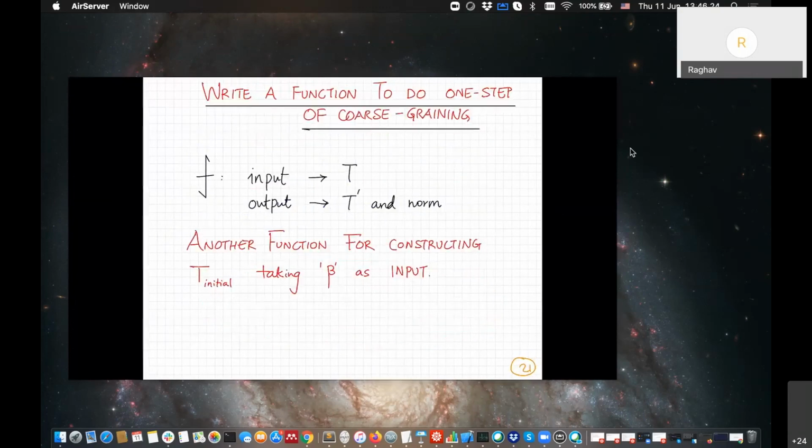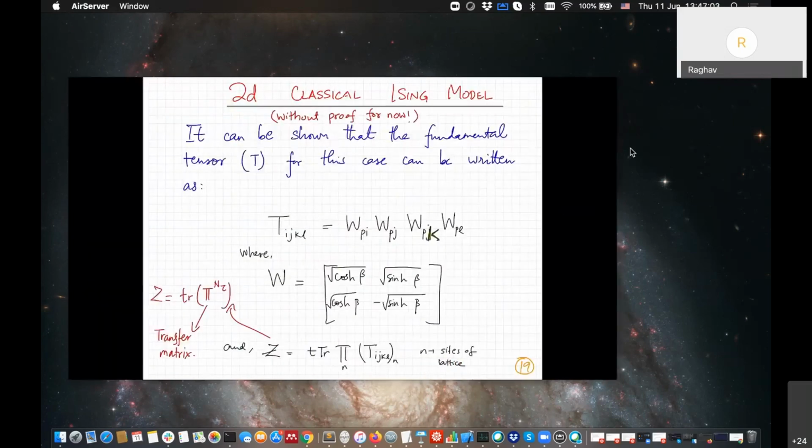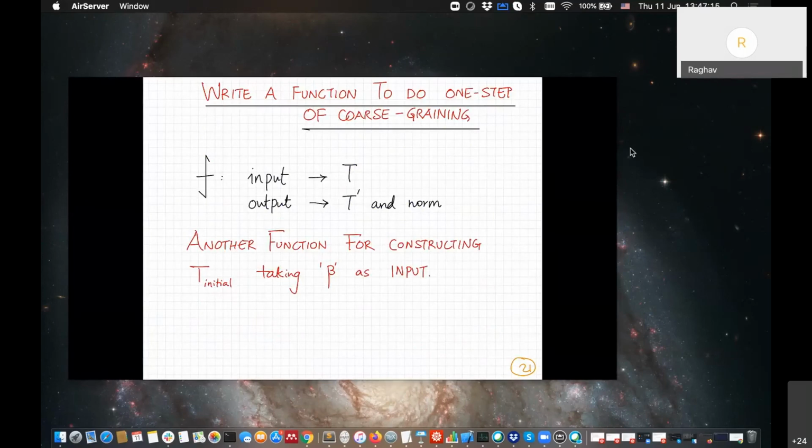Okay, so now to do this, we have to write a function to do one step of coarse graining. What it will do is take some input tensor and give me an output tensor and also the norm, because I told you that at every step we have to divide by the norm, and we have to store the norm at each coarse graining step because that is important to calculate the free energy. So we write a function which is something like this, and we have to write another function for constructing the input tensor, which will take beta as input, right? Because as we saw here, the input tensor is just going to depend on beta. So we'll write a function in Python which will take beta as input and give me T initial for this two-dimensional classical Ising model, right?